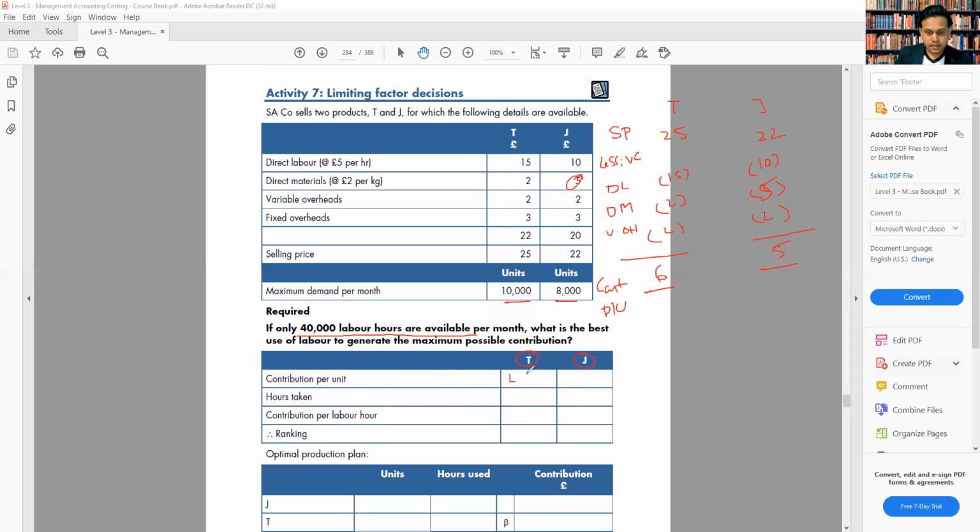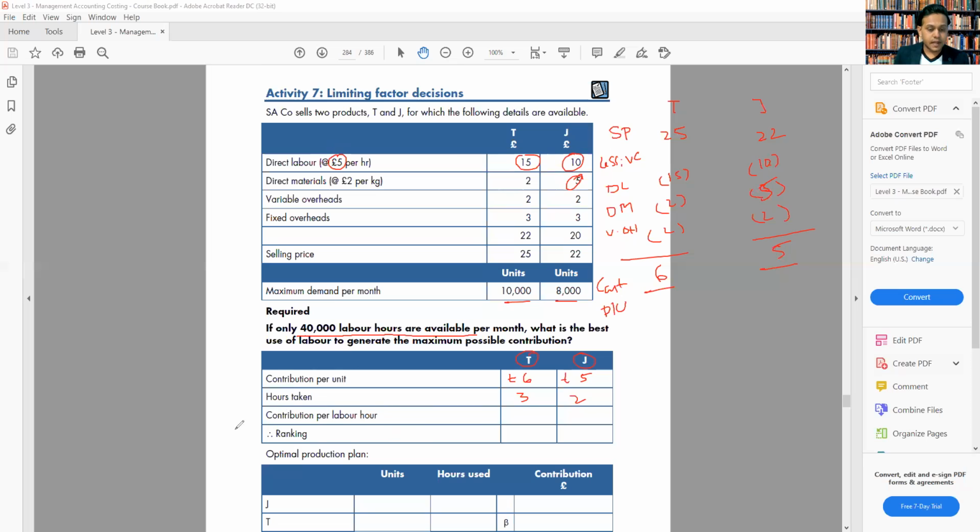So we have a 6 and we have a 5. After that, hours taken. Can anyone tell me how many hours T takes? He said 5 per hour and 15 is the total, so 3 hours are taken by T. And for J, 5 per hour and 10, so that means 2 hours. If we divide 15 by 5 it is 3 hours, and 10 divided by 5 is 2 hours.